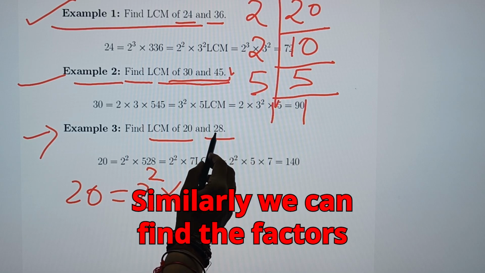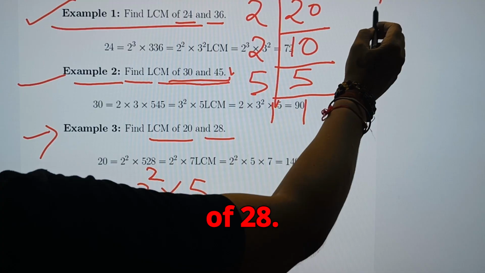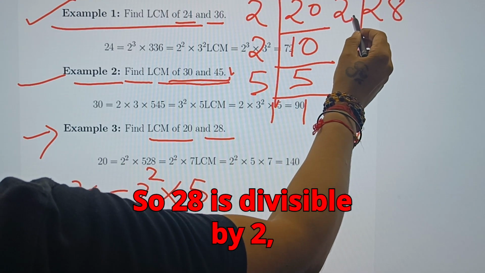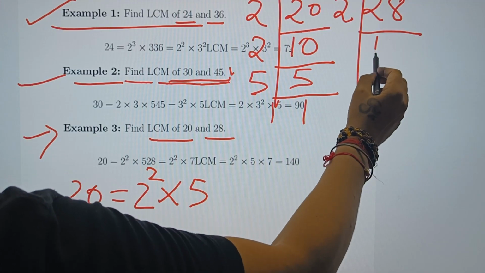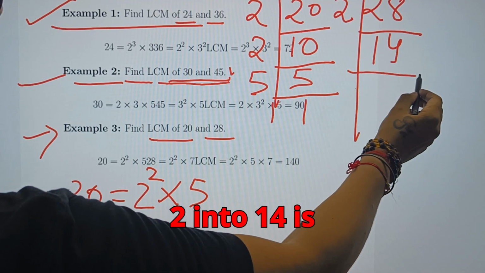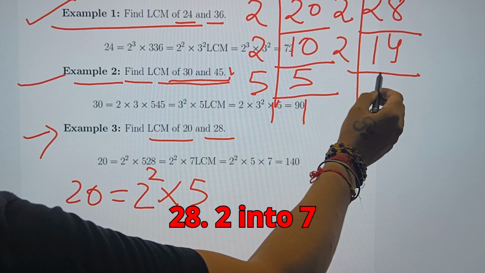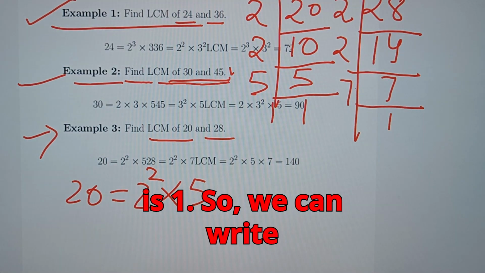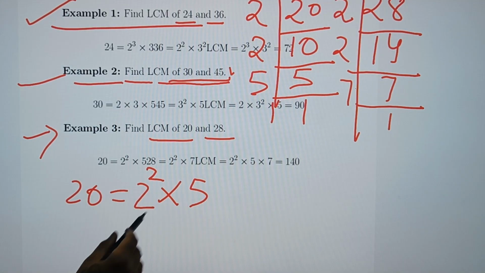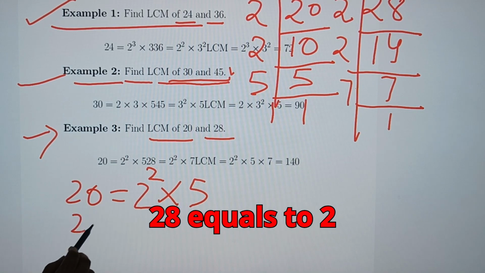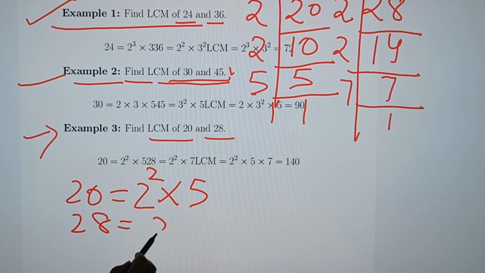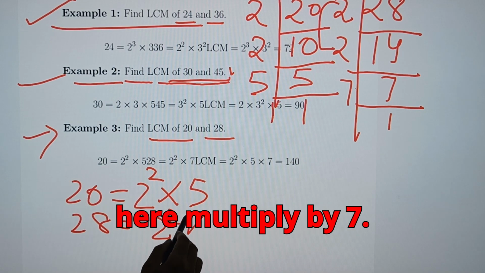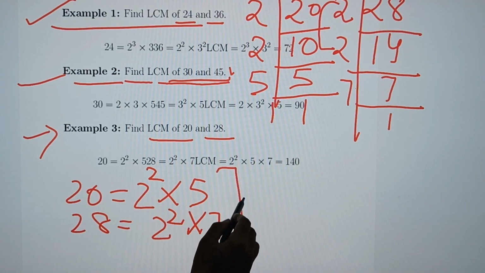Similarly, we can find the factors of 28. So 28 is divisible by 2. 2 into 14 is 28. 2 into 7 is 14. 7 divided by 7 is 1. So we can write 28 equals 2 raised to the power 2, multiplied by 7.